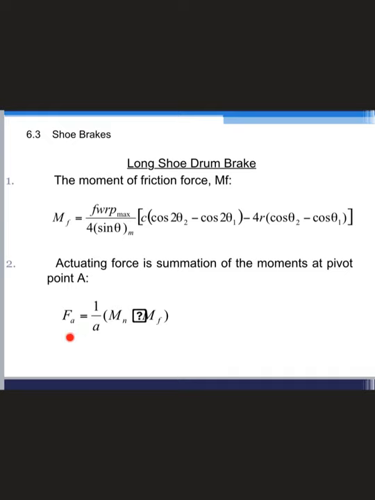For long shoe drum brake, we can find the value of actuating force Fa by using this formula, which is 1 over a, Mn and Mf. Sorry for that mistake. The equation should be Fa equals 1 over a, Mn minus or plus Mf. The minus or plus depends on the type of the long shoe drum brake.